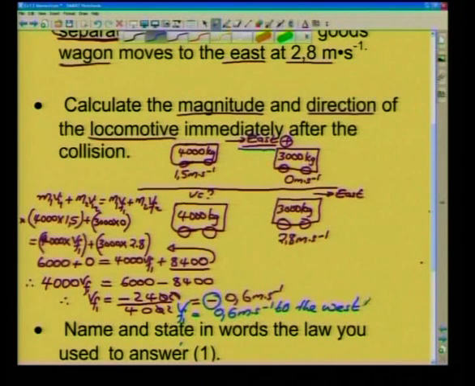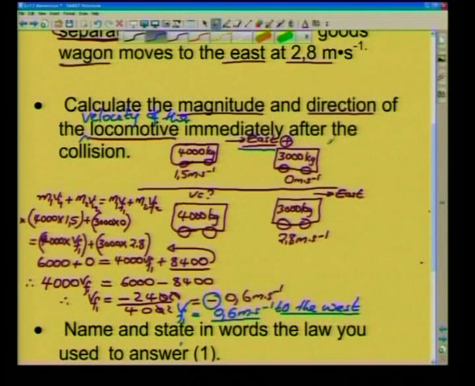Okay, so we have answered this question that says calculate the magnitude and direction of the locomotive immediately after the collision. So the magnitude is 0.6 meters per second, and the direction is to the west. So we calculate the magnitude and direction, the velocity of the locomotive immediately after the collision.